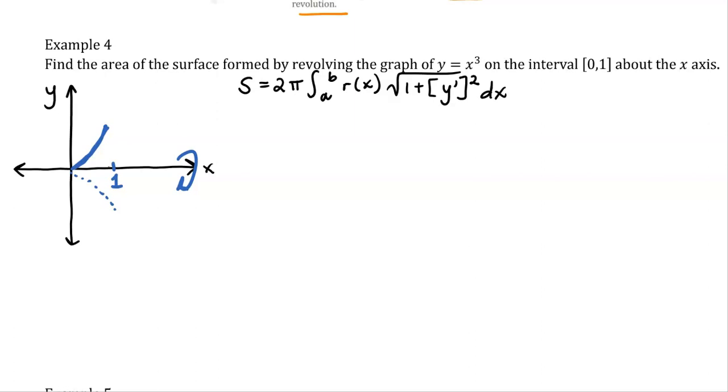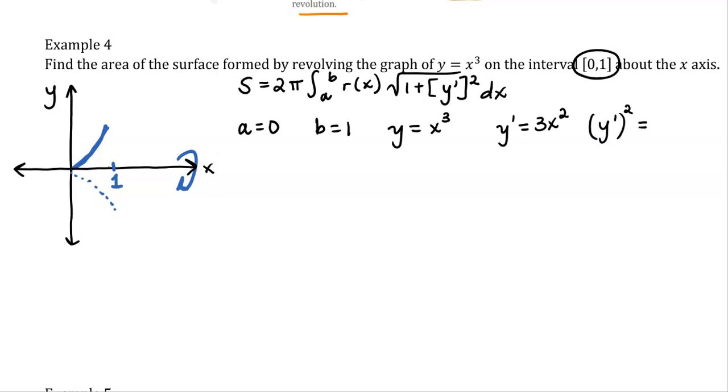Our a and our b are going to be 0 and 1 respectively. A is 0 and b is 1, and I know that because we're working on this interval from 0 to 1, and we will be working with x values here. The function was given to us in terms of x. We have no differentiability issues with this polynomial, x to the third. It's continuous and differentiable everywhere. y prime, taking the derivative, is 3x squared, and I'll go ahead and square my derivative to give me 9x to the fourth. So square the 3 and square the x squared.